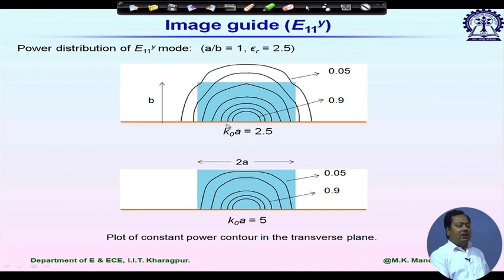Now this is the normalized dimension k naught into A, when this is equal to 2.5. So most of the energy is confined inside the dielectric. It shows the constant power contour. So the 0.05 power contour is almost outside in air. Now if I keep on increasing the operating frequency, let us say we are considering a frequency just double of the first one in the same dielectric channel, you can say in this case almost 99% of my power is concentrated inside the dielectric channel.